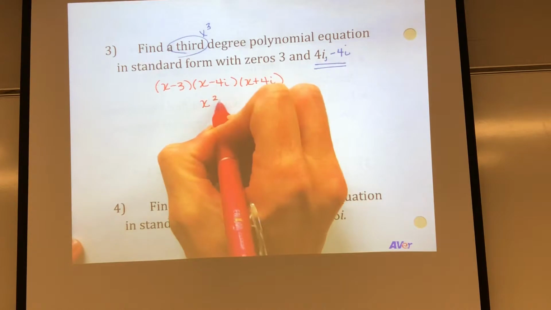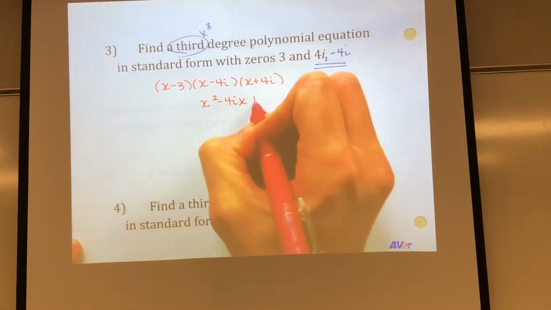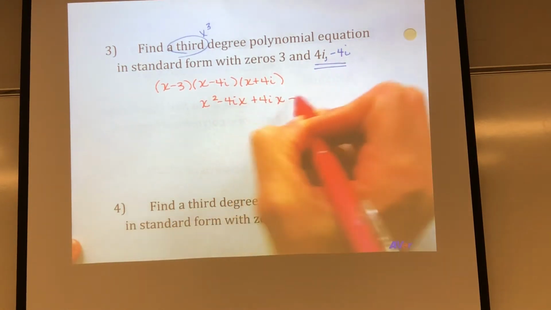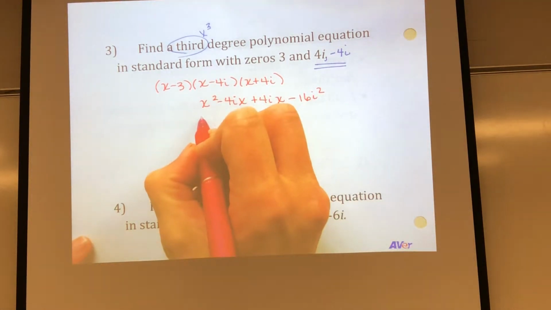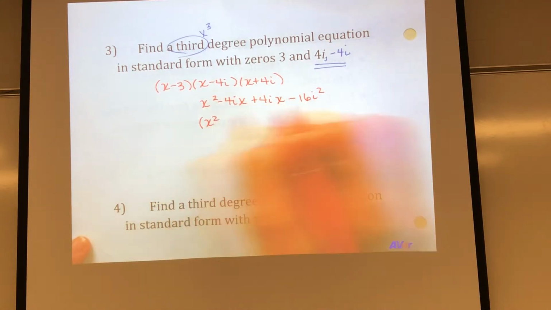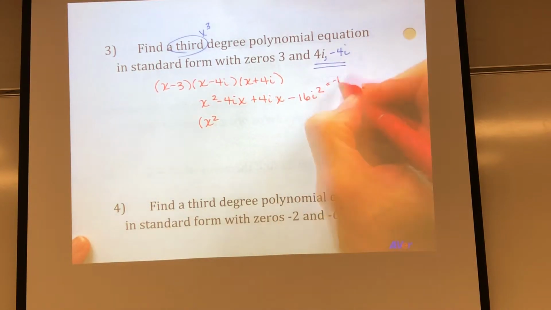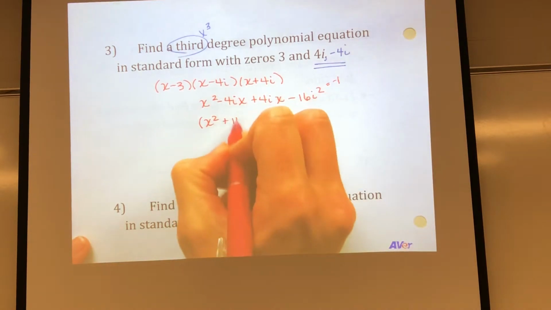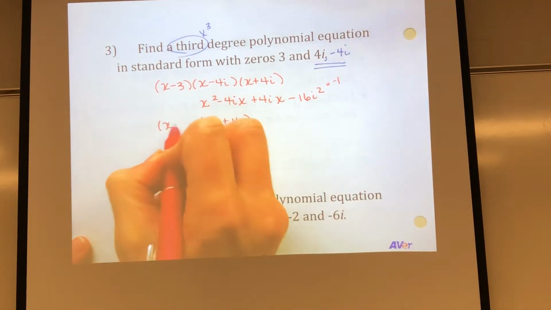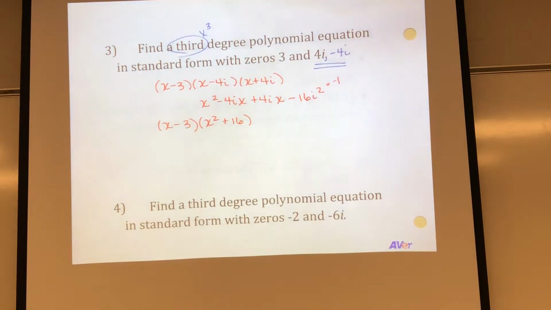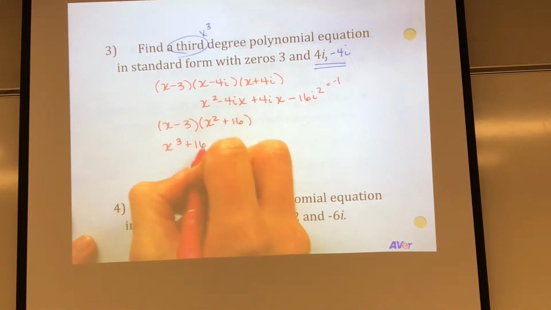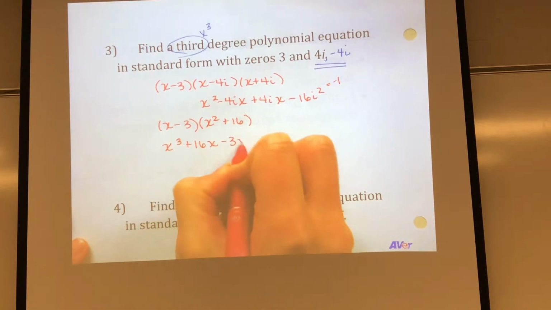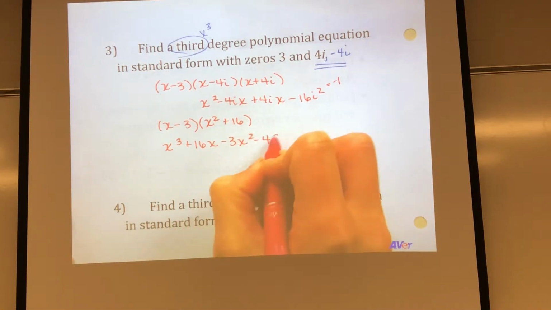So we have x squared minus 4ix plus 4ix minus 16i squared. The middle terms will equal 0, so they're going away. And then the i squared equals negative 1. So this negative 16 becomes a positive 16. We drop down that x minus 3 so that we can then multiply that out. So we're going to multiply all of that. So x cubed plus 16x minus 3x squared minus 48.